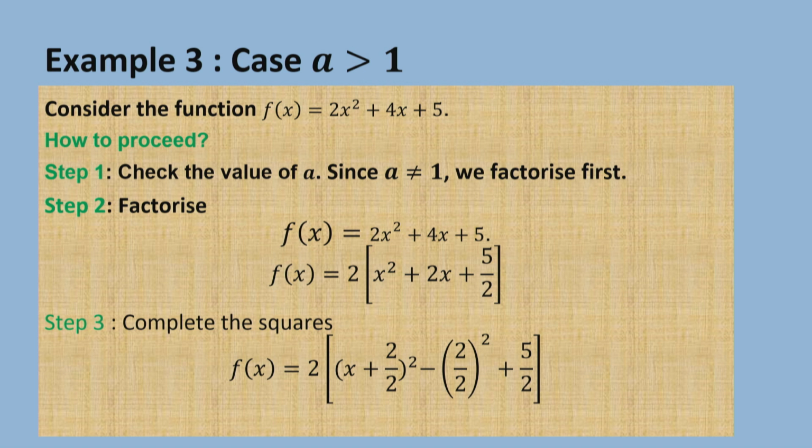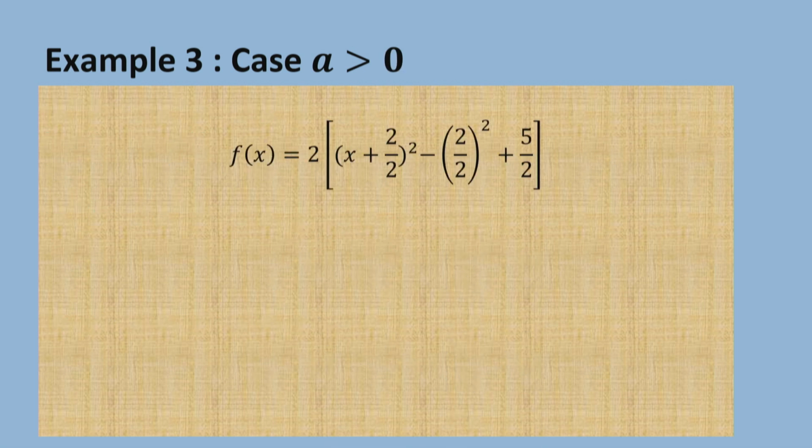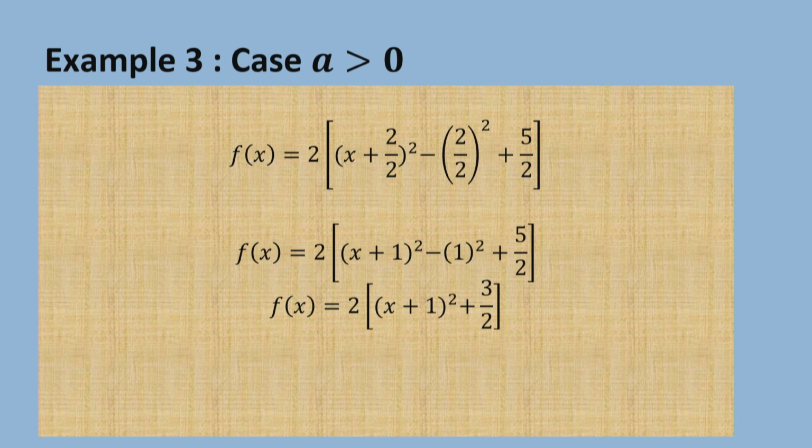Where did we get that? Well, we take the coefficient of x and we divide by 2. So that's (x + 2/2)² - (2/2)² + 5/2. And when we simplify it, what do we have? Well, 2/2 is 1, so that will be (x + 1)² - 1² + 5/2. Remember to put the 2 outside the bracket. So minus 1 plus 5/2 will be 3/2. So that's 2[(x + 1)² + 3/2].